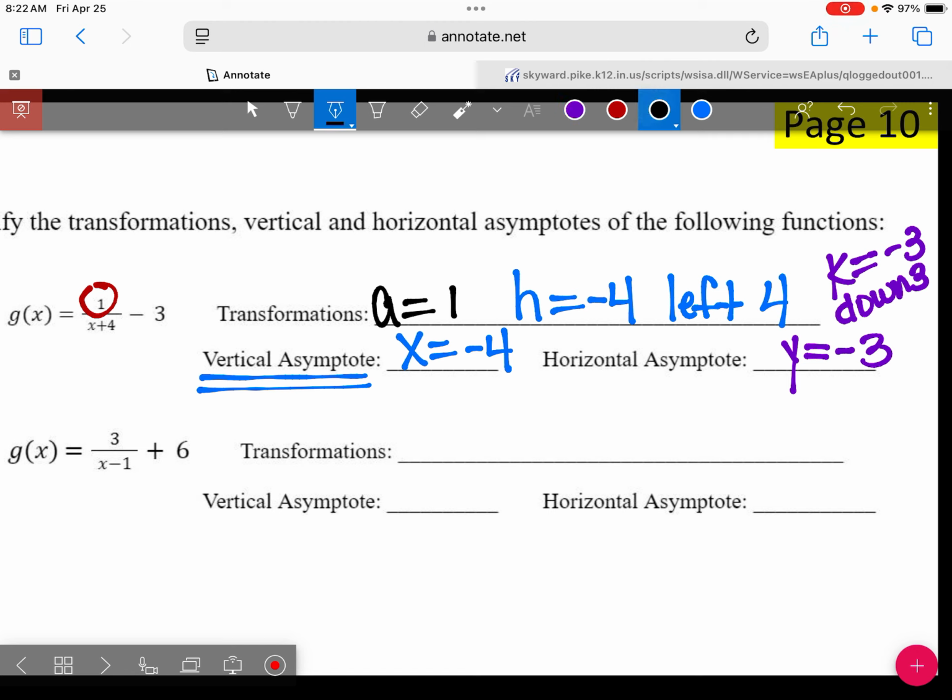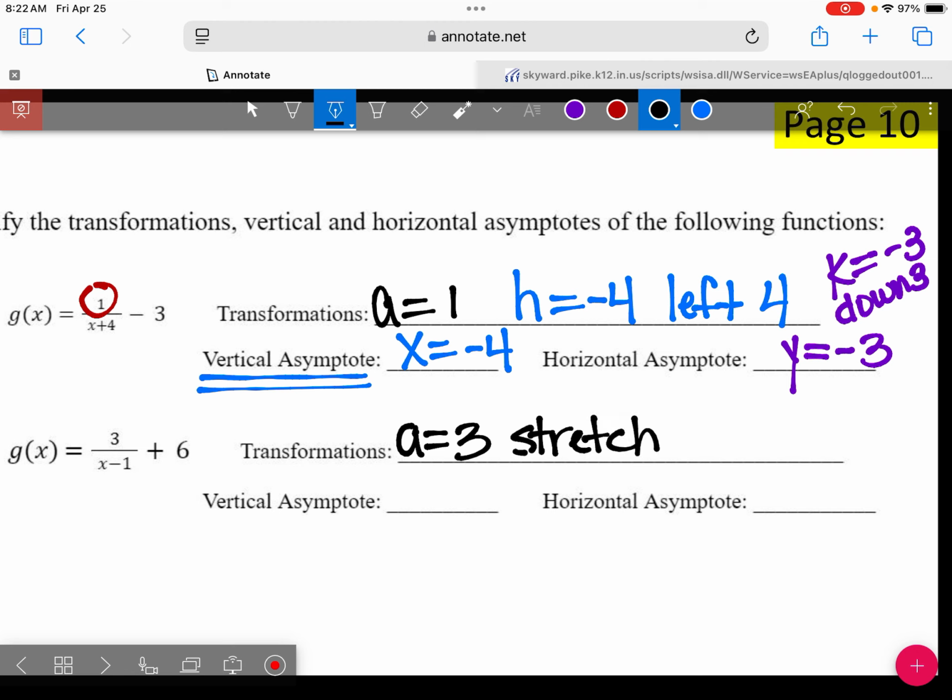All right, so what did you put for A? A is 3. Did that make it stretch or compress? Who says stretch? Who says compress? If it's bigger than 1, it stretches. And do you agree that 3 is bigger than 1? So because 3 is bigger than 1, it's going to make it stretch.